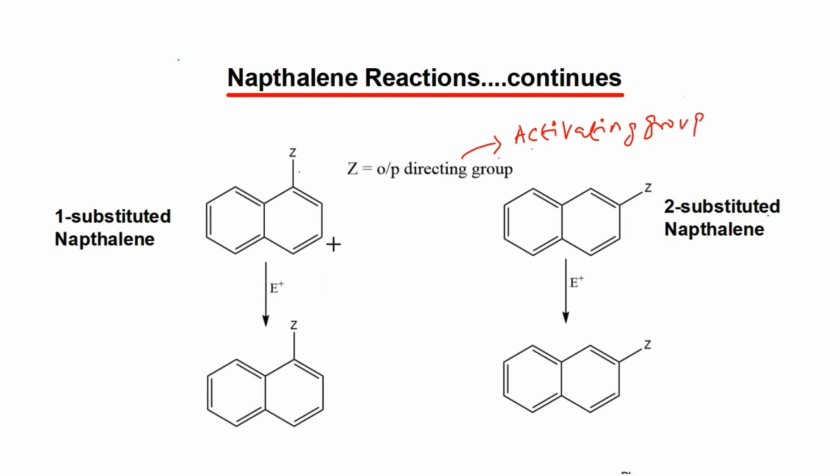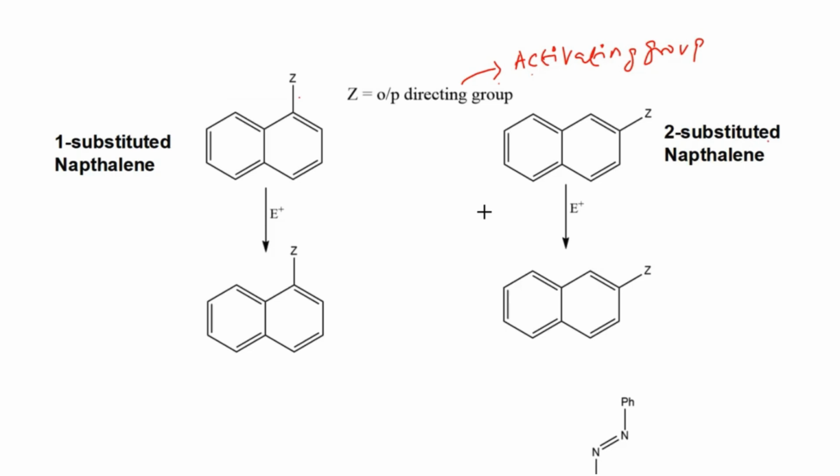Now, what will happen if the ortho-para directing group is at the first position or the second position? If it is already substituted in the first position, the incoming electrophile will get substituted at the fourth position. So finally you will get the 1,4 substitution of this naphthalene as the major product. Sometimes 1,2 is also possible, but this is a minor. The electrophile may substitute at the second position also, but that is minor and the fourth is major. These are the positions of naphthalene: 1, 2, 3, 4, 5, 6, 7, 8.